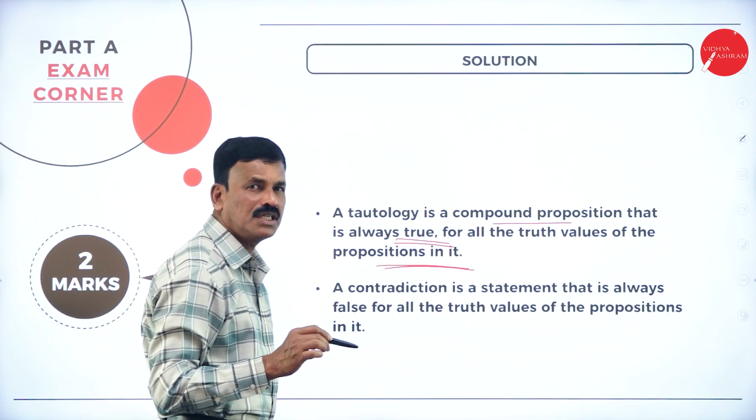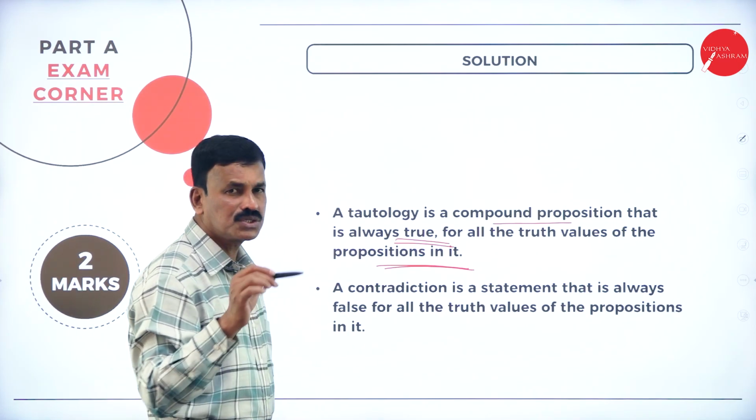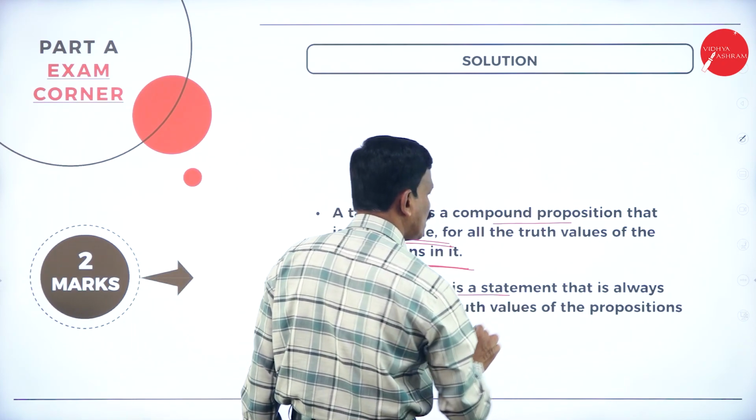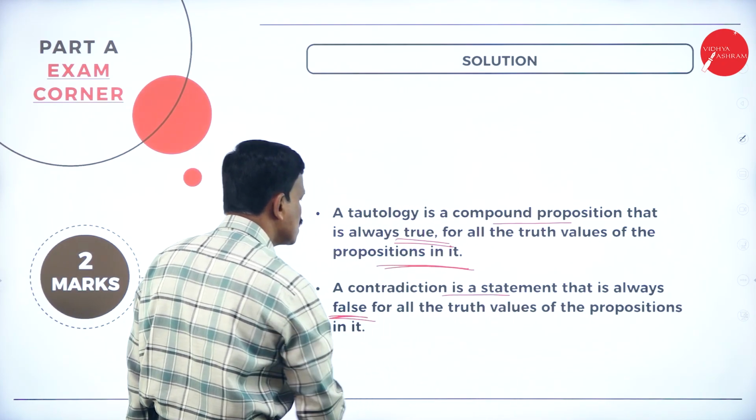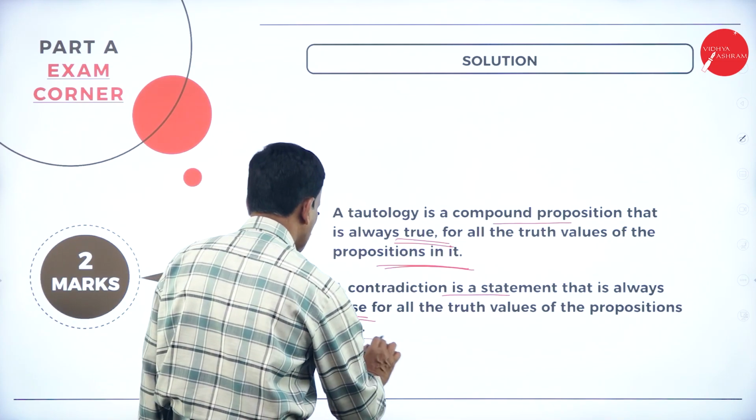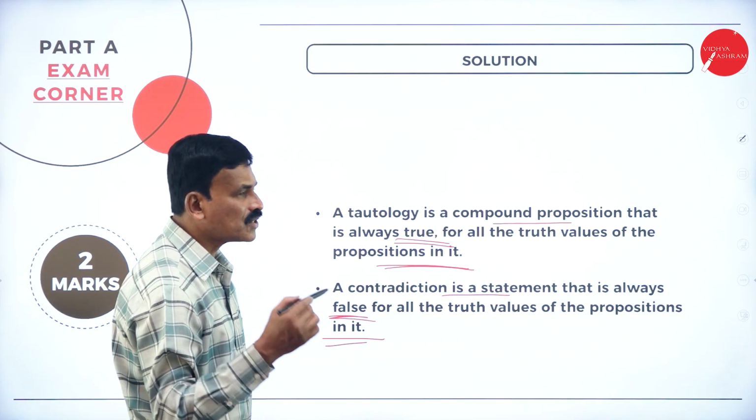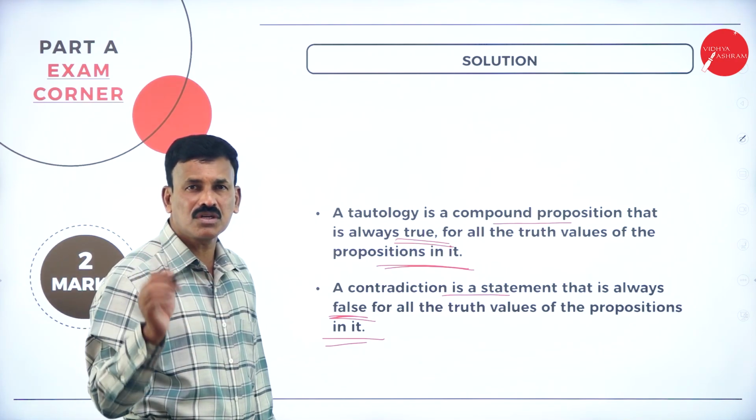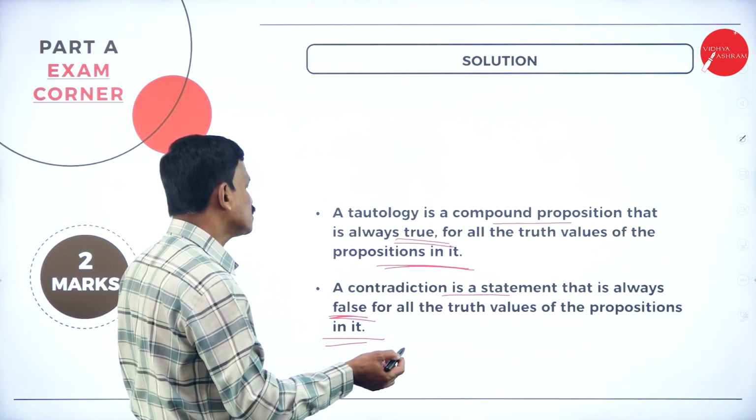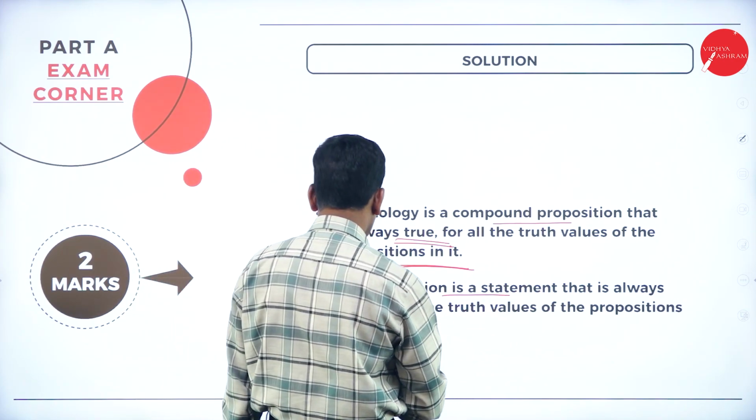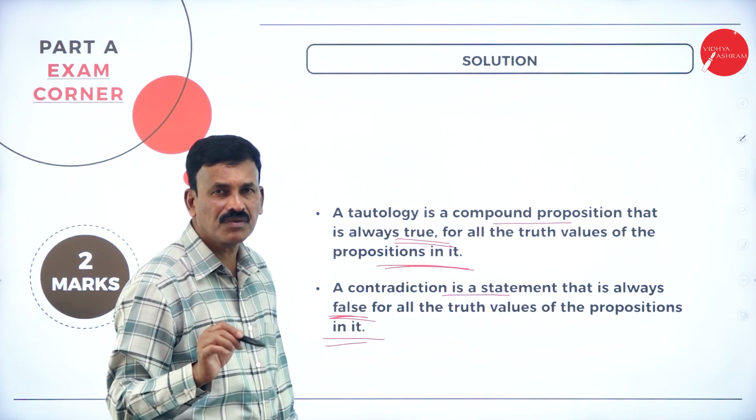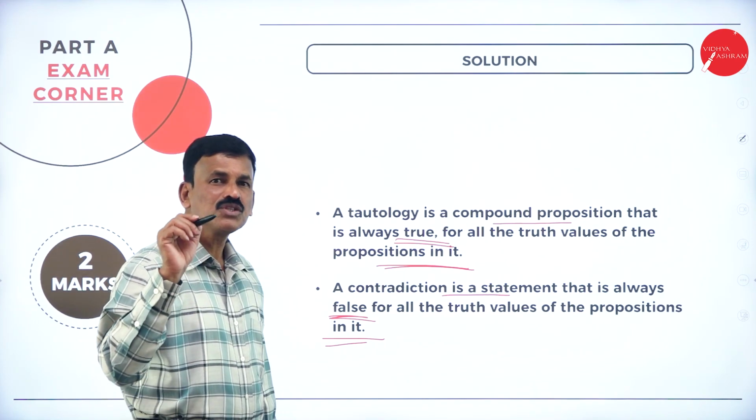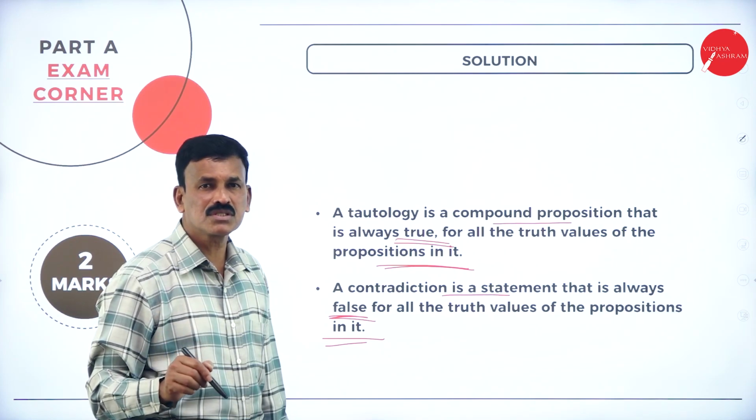For all the combinations, if the truth values are true, then it is called a tautology. A contradiction is a statement that is always false for all the truth values of the propositions in it. So, if you get T, T, T in the last column, then it is called tautology. If you get F, F, F in the last column, it is called a contradiction.